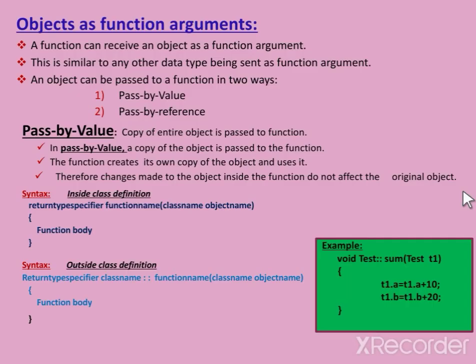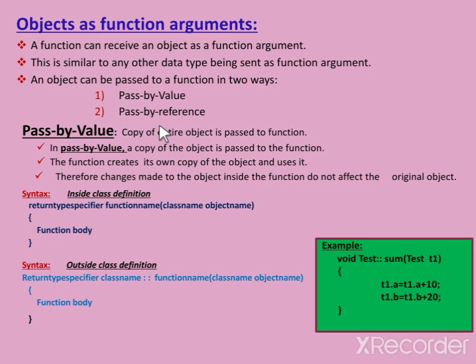Is it clear? Okay, we'll move to the next topic, that is objects as function arguments. A function can receive an object as a function argument, and this is similar to any other data type being sent as a function argument with the function name. An object can be passed to a function in two ways. The first method is pass by value, and the second is pass by reference.